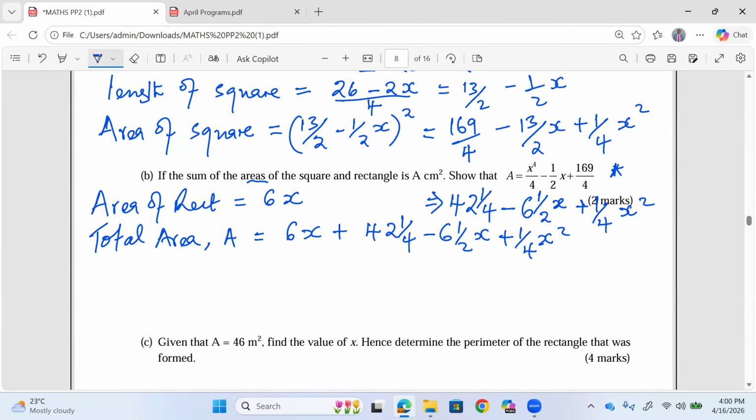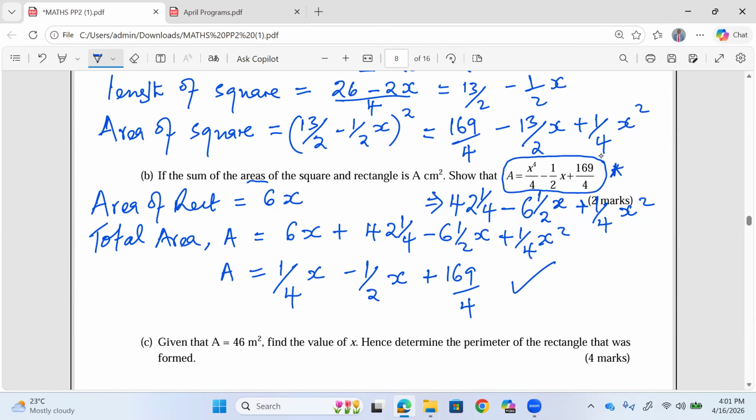So we can start with the part that has our 2, a quarter x, then the part that has x. 6x minus 6 and half, we get negative half x. Then now we remain with this part, 42 and a quarter, which is 169 over 4. And you see now, after adding, you discover that it is equal to what had been given here already.